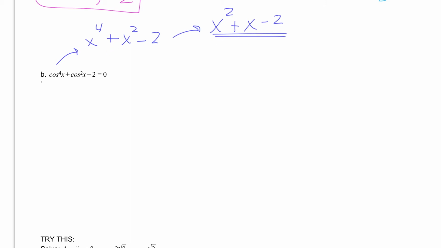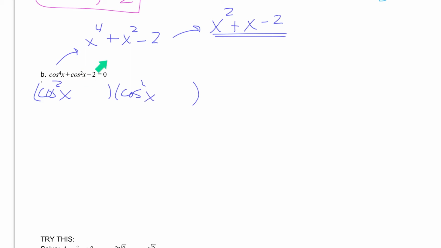So if I want to factor cosine to the 4th x plus cosine squared x minus 2, I'm going to set up my parentheses, and I'm going to go through that guess and check. So to get cosine to the fourth, or if I'm thinking about this x to the fourth, I would do x squared times x squared. So cosine to the fourth would be cosine squared x and cosine squared x.